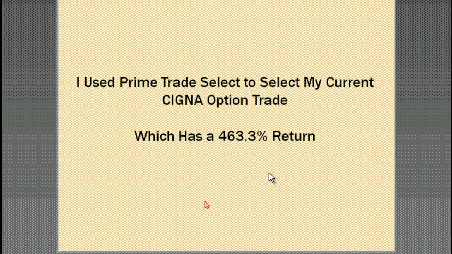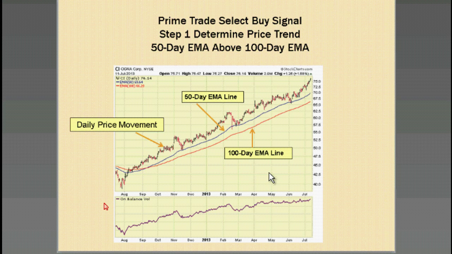And I'm going to look at an actual trade that I have on right now, and I use Prime Trade Select to select my current option trade, and that trade now has a 463% return. What I'm going to do is take you through the selection process that I used to select this option. This was on Cigna, the health insurer, and what I'm displaying here is a daily price chart of Cigna.